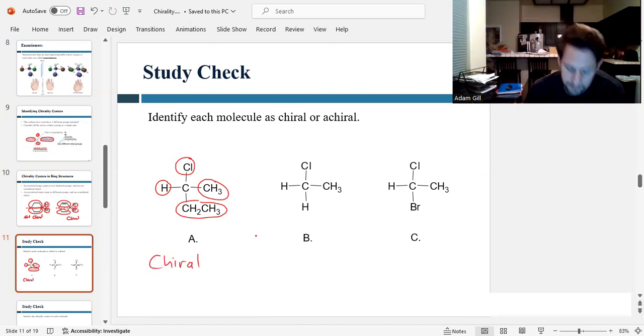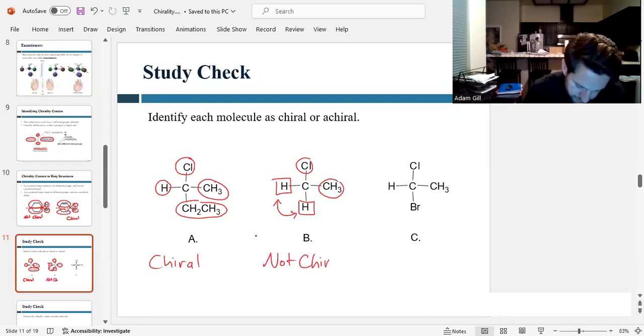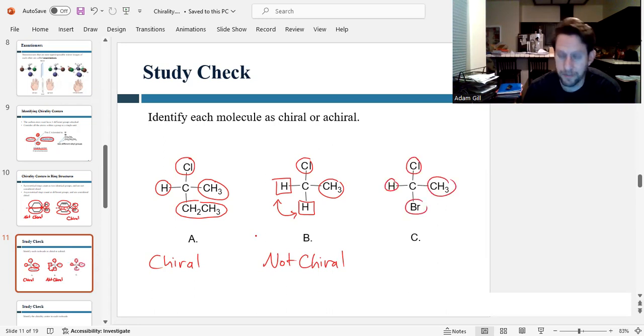All right, let's look at B here. I've got a chlorine, a methyl group, a hydrogen, and a hydrogen. And we'll notice that these 2 groups here are both hydrogens. So this is not 4 different groups. This is only 3 unique groups. So this is not chiral. All right, and C. We've got a hydrogen, a chlorine, a methyl, and a bromine. Those are all different. So this one is chiral.